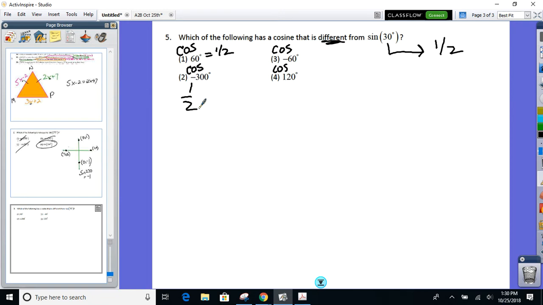Let me just skip to 4 real quick. Where's 120? Second quadrant. What do you know about cosine in the second? My answer was positive 1/2. This answer is going to be negative something, so it's got to be different.